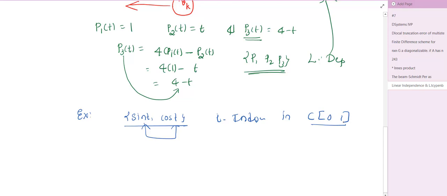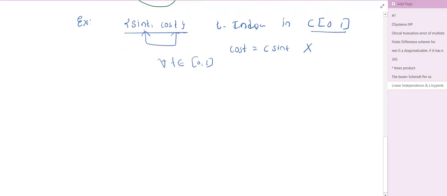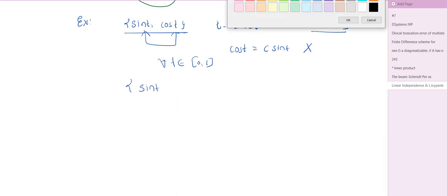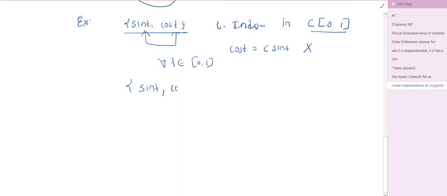So there is no scalar c such that we can write cos t as c times sin t. This is not possible. Hence, we say that this collection is not linearly dependent, but linearly independent for all t in the closed interval 0 to 1. Whereas, if I consider the same example, sin t, cos t, and take sin 2t as well.